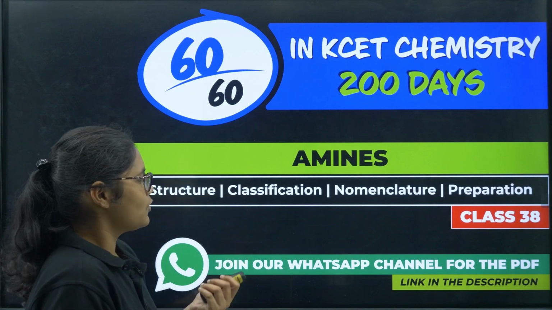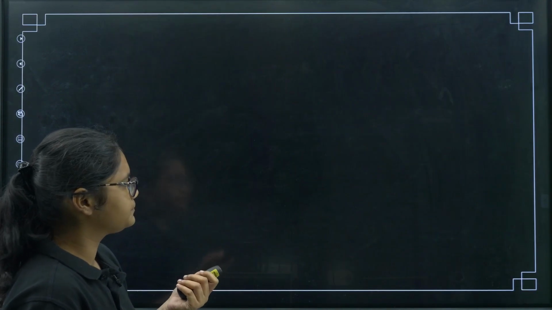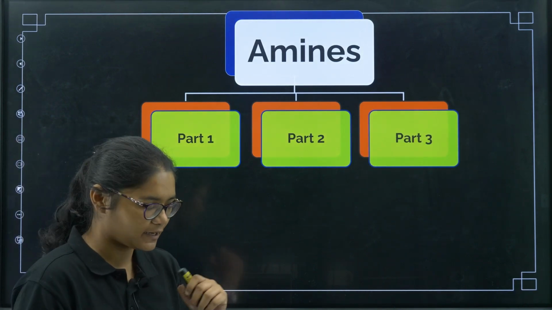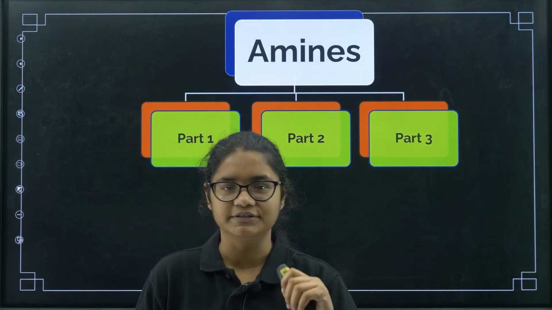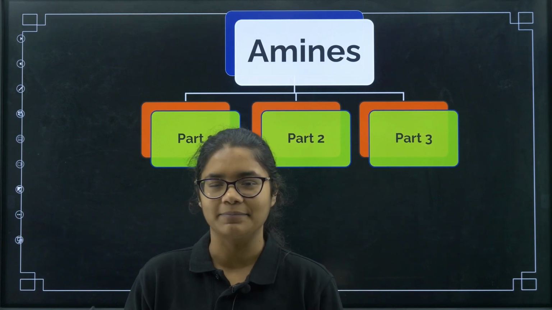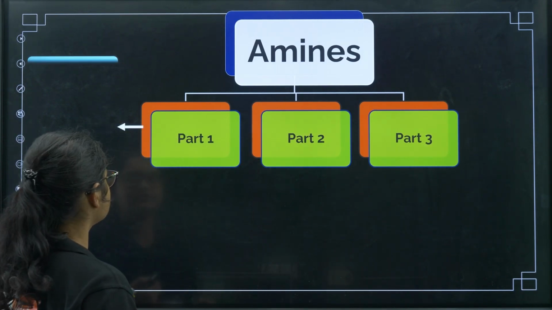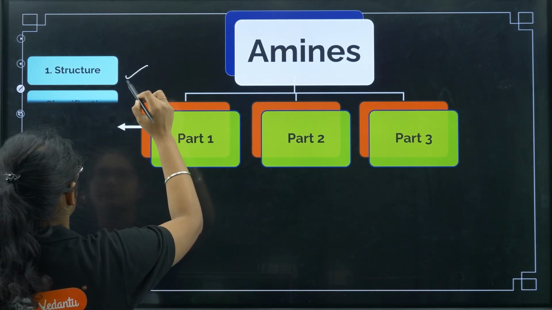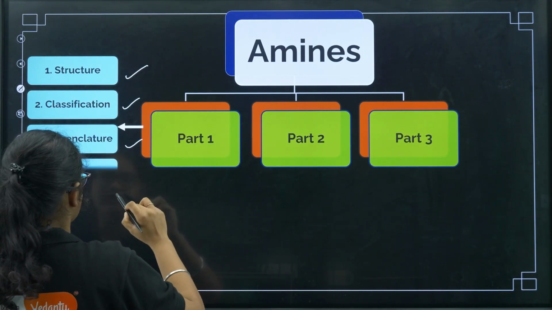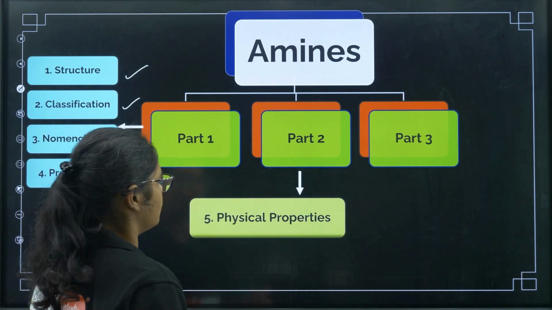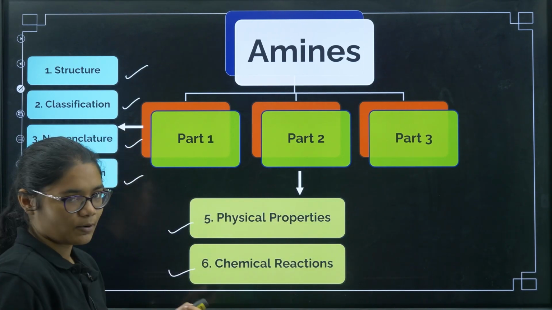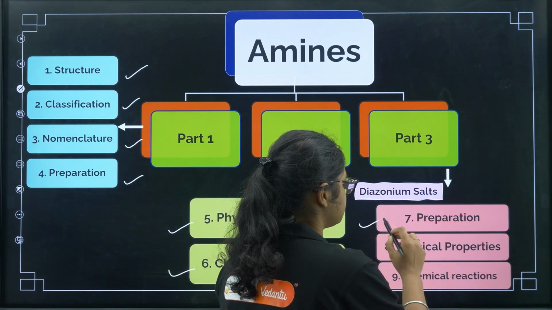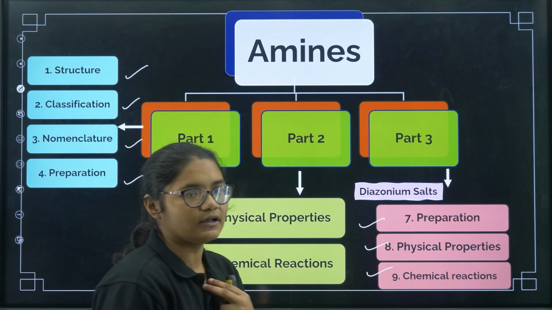Now coming to the chapter amines, it will be covered in 3 parts. Generally I cover all the organic chemistry chapters in 4 parts, but this chapter we will do in 3 parts. In the first part, today's class, we'll be doing structure, classification, nomenclature and preparation. In part 2, we'll be doing physical properties and chemical properties, in the next class. And in the last class, we'll be doing diazonium salts, their preparation, physical properties and chemical reactions.